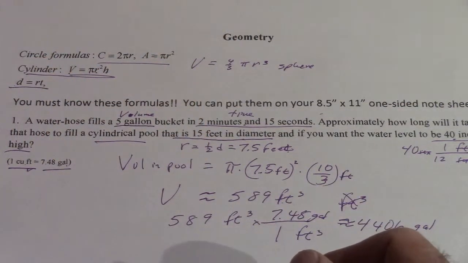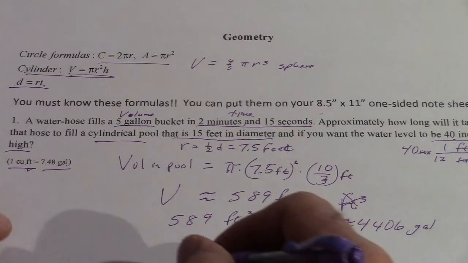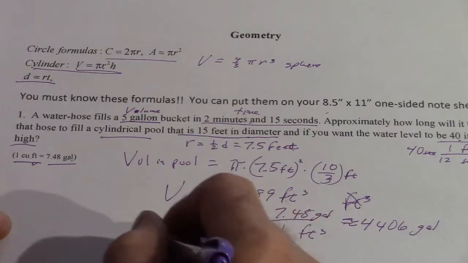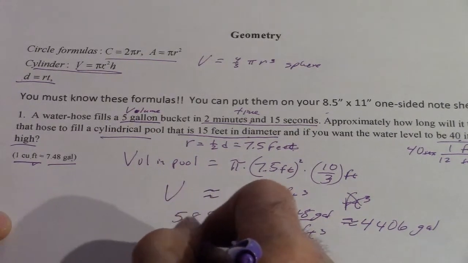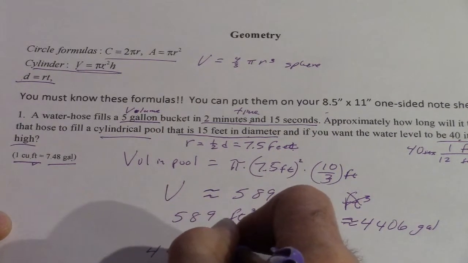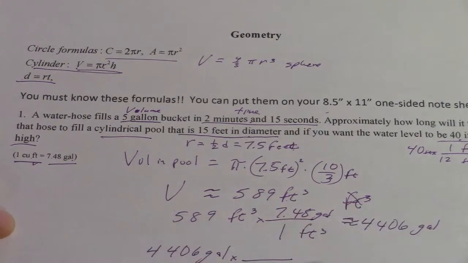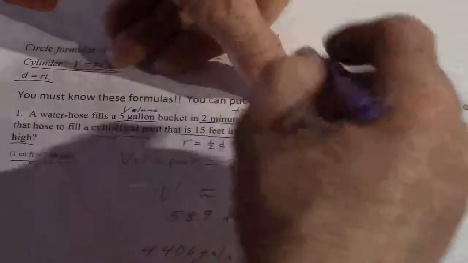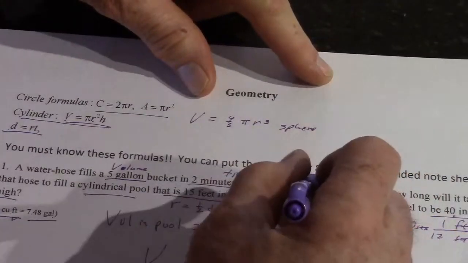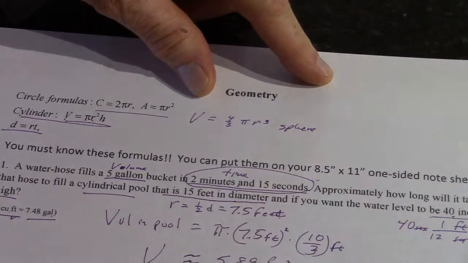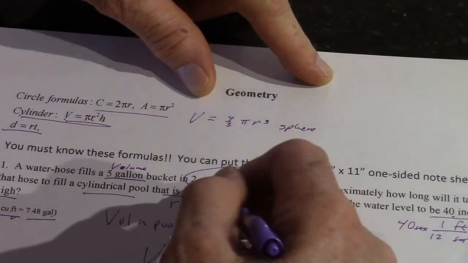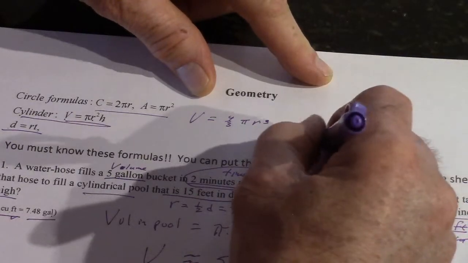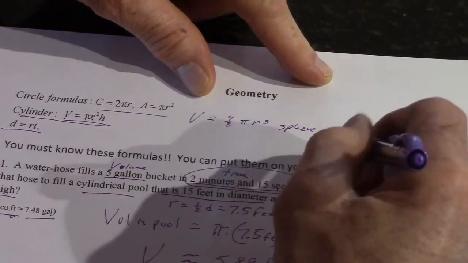And so we can use a unit ratio conversion, or we can use a proportion, either way. But there's 4,406 gallons. I'm going to use a unit ratio conversion. I'm going to multiply that by this rate. Now 15 seconds, let's back up here. 2 minutes and 15 seconds. I want that to be just 1 unit. I could change it all to seconds or I could change it to minutes. Well, 15 seconds conveniently is 1/4 of a minute, right?